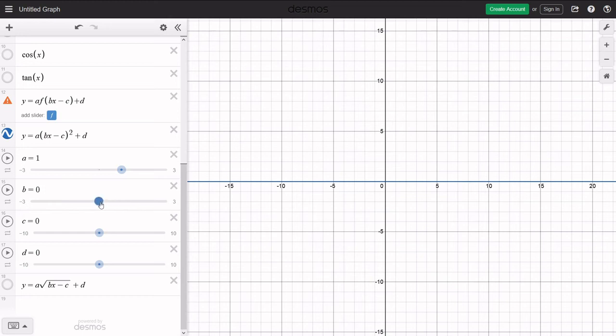Then if you get negative, well, this one's a little bit weird because the negative doesn't really show here. It's really just a flip horizontally. So we're flipping over the y-axis. But this graph is symmetric, so it's the exact same thing.